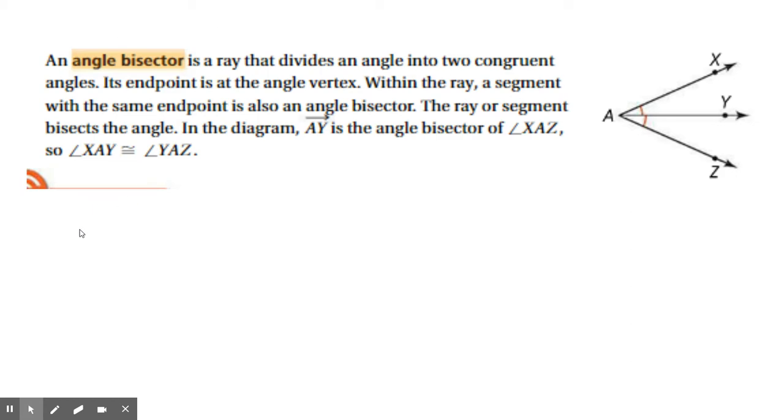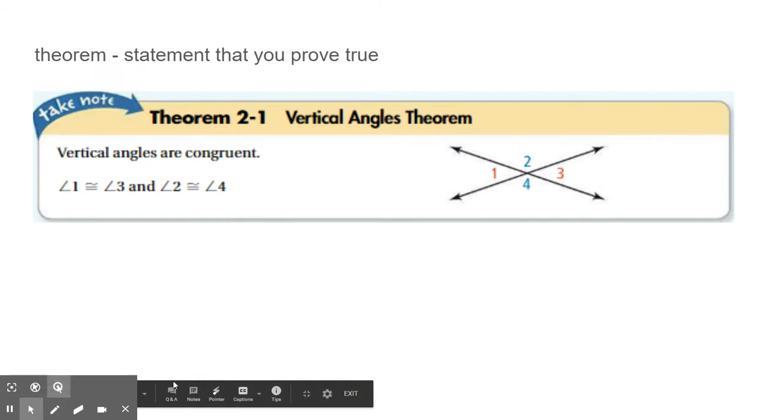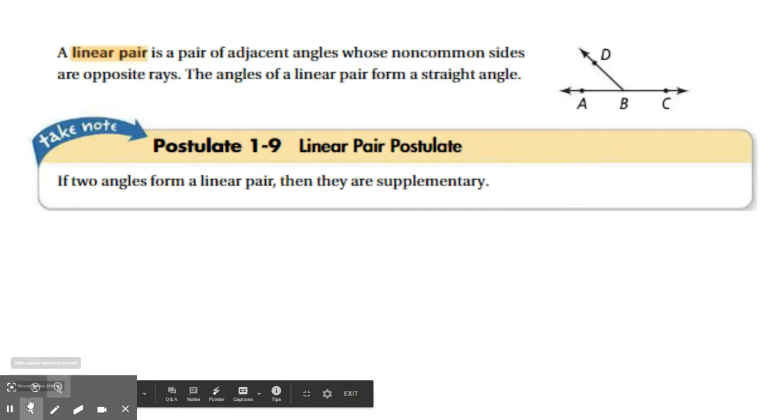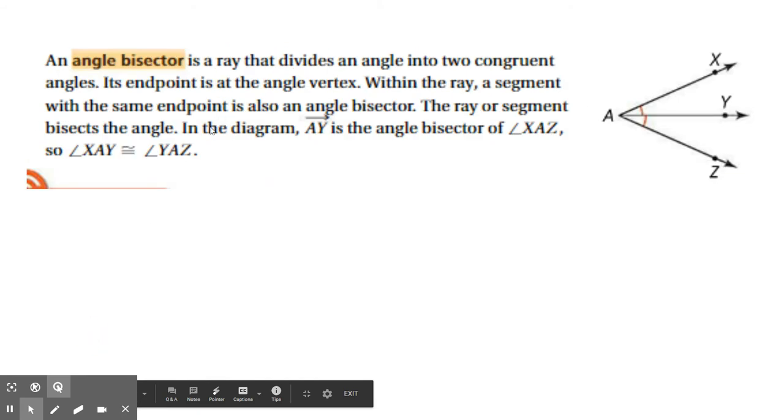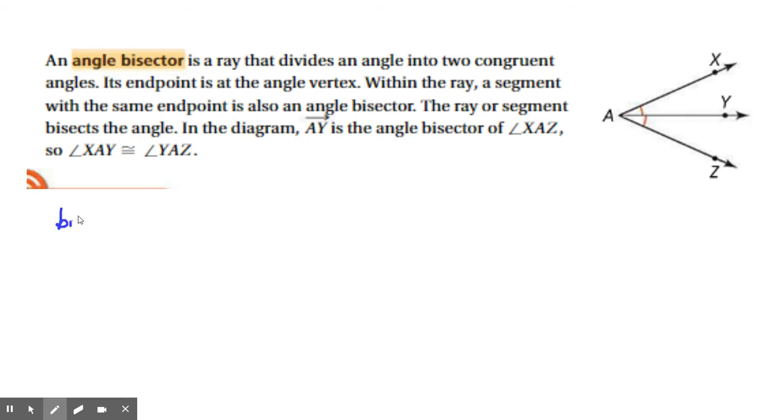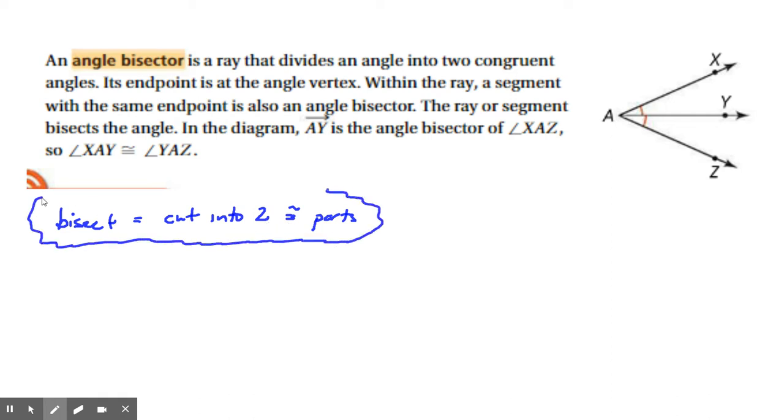I don't know if you remember, but when we talked about segment bisectors, we talked about this word bisect. And I told you that forever and ever, when you think of bisect, you need to think of cut or split, right? Cut into two congruent parts. So in this case, an angle bisector cuts an angle into two congruent angles. This is very important. Bisector gives you congruent things, and that's important.